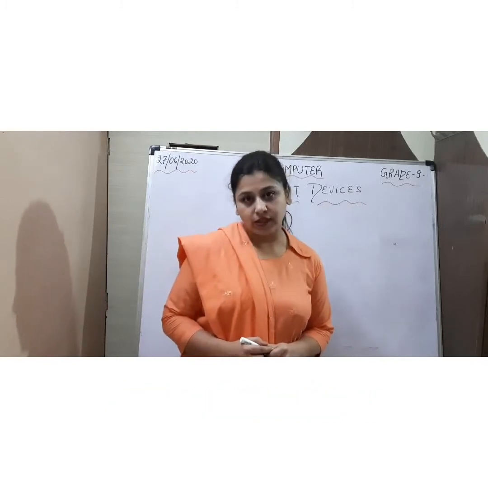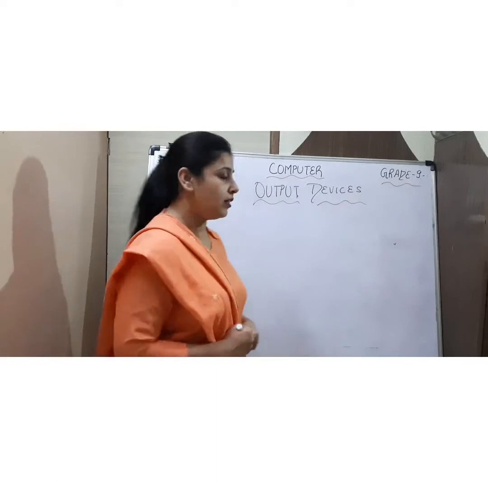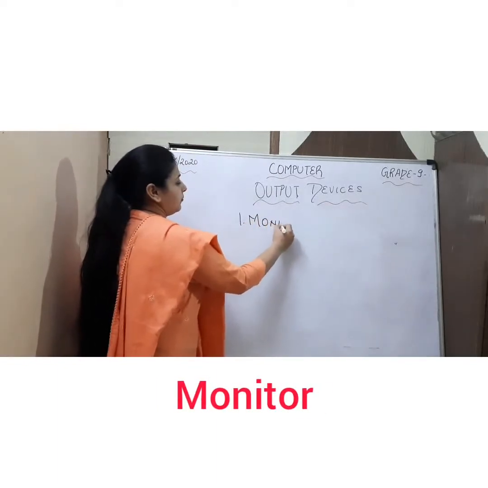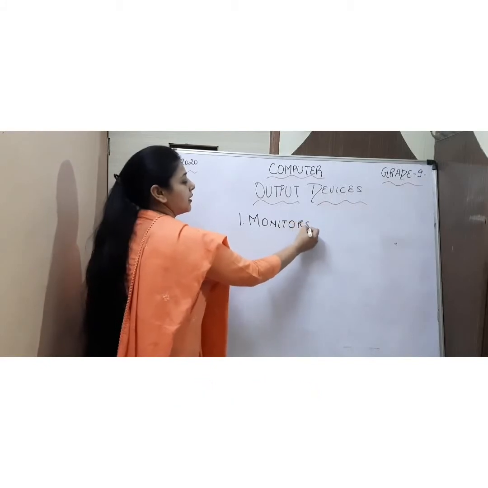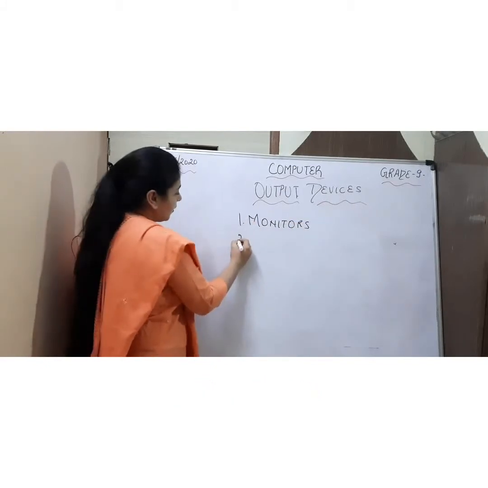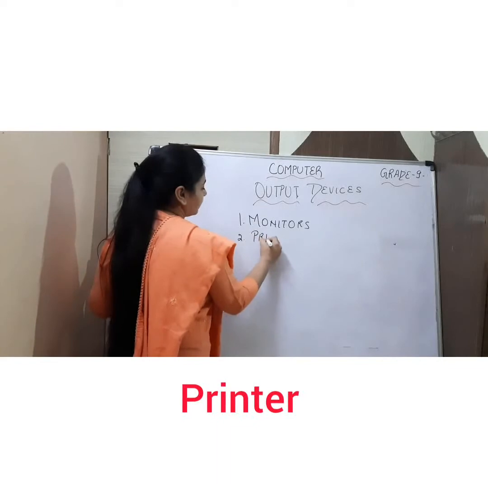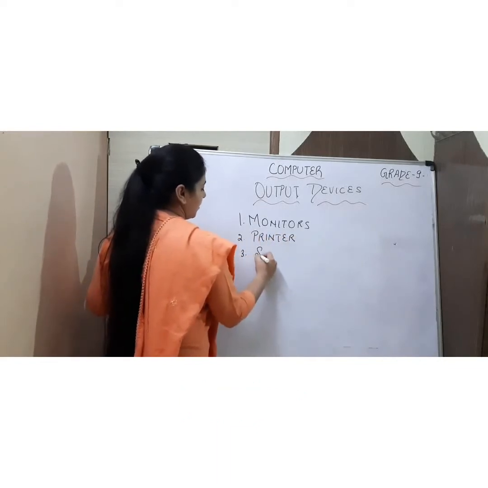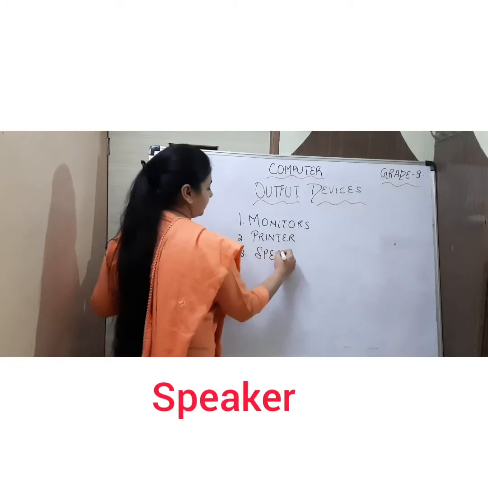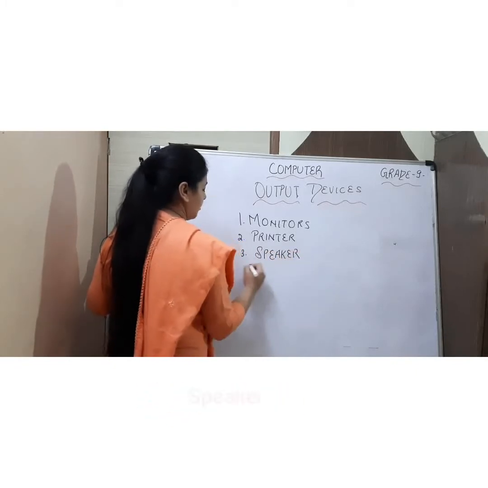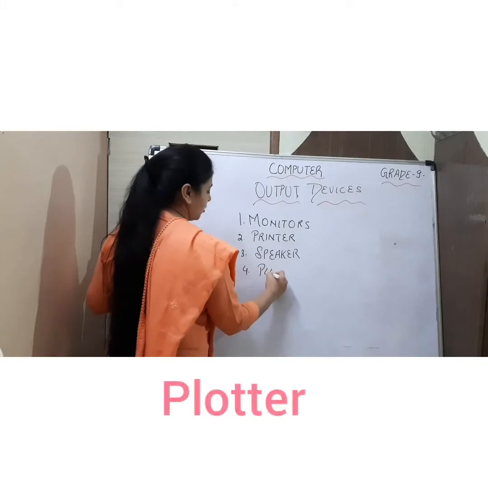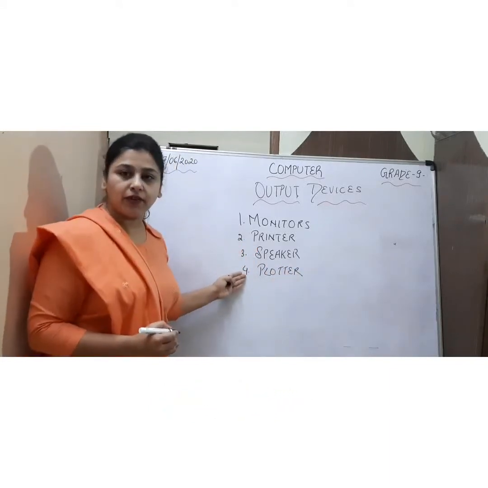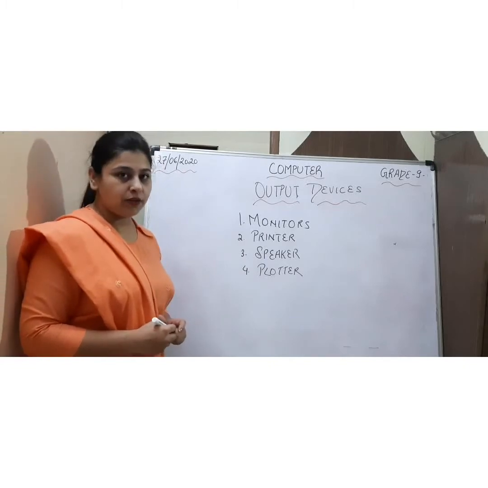Some common output devices that we are going to study are the monitor, the computer screen, the printer, the speaker, and the plotter. So fine, we will be covering these output devices.